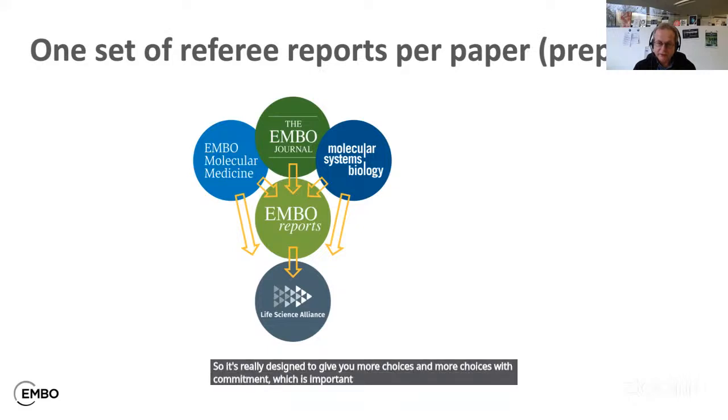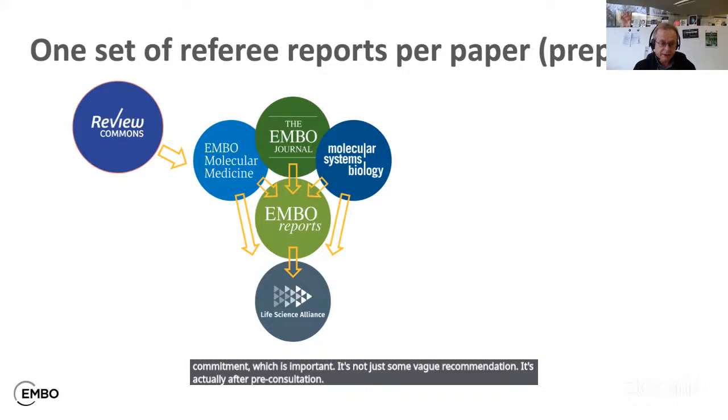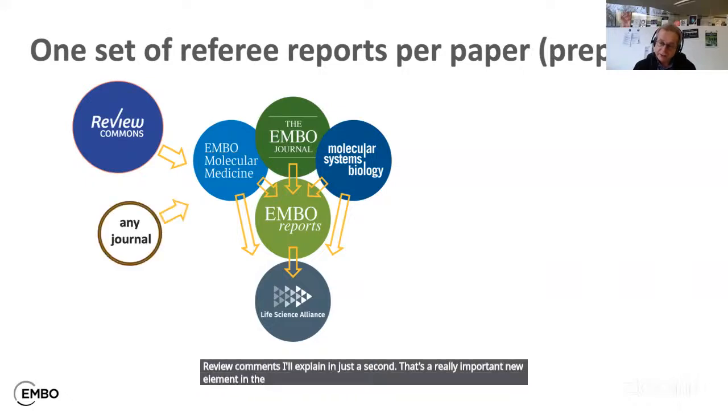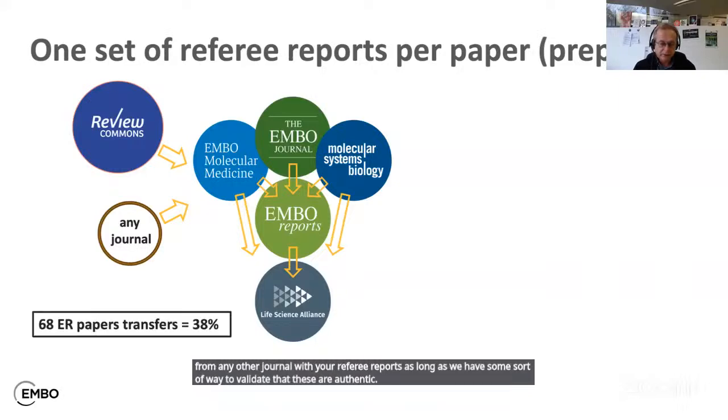It's not just some vague recommendation. It's actually after pre-consultation review comments, which I'll explain in just a second. That's a really important new element in the process, and we extended this now to say you can come to us from any other journal with your referee reports, as long as we have some way to validate that these are authentic referee reports.